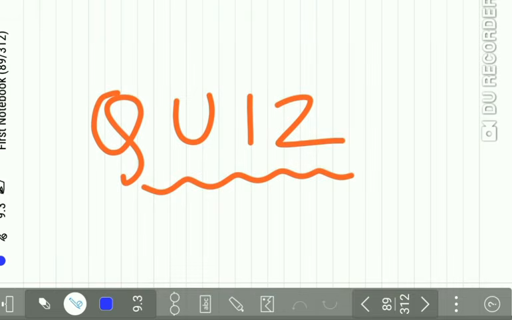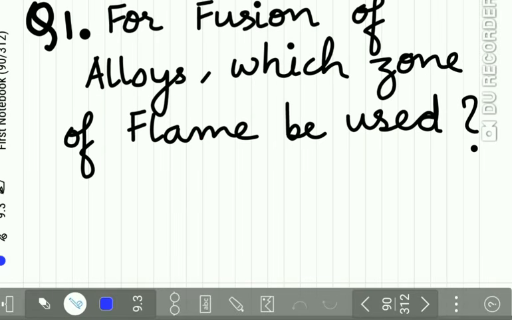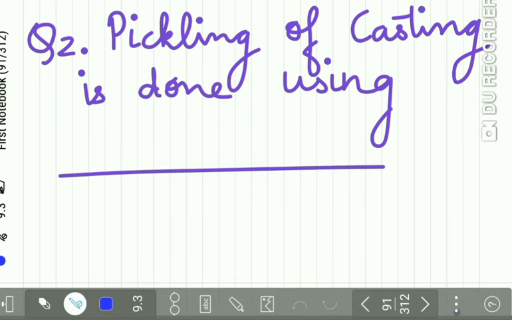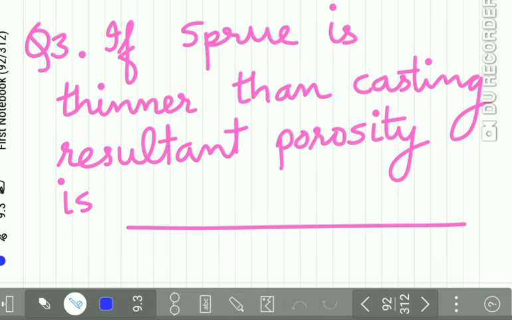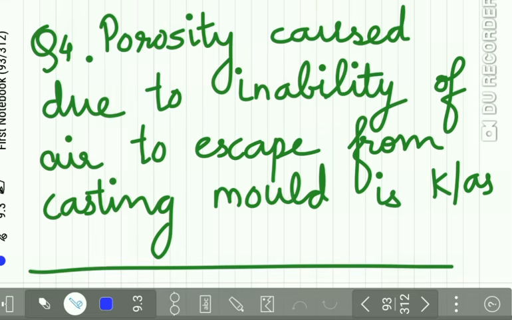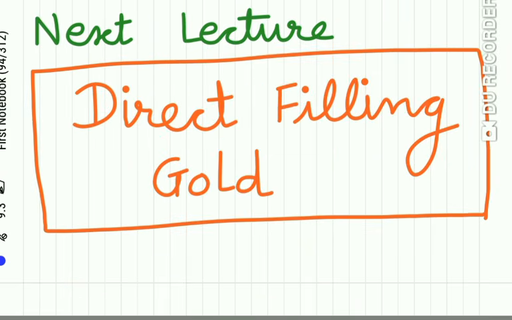Now here we complete the entire topic on the casting procedures. Now let us solve a small quiz. Question number 1 is for fusion of alloys, which zone of flame should be used? Question number 2, pickling of the casting is done using what? Question number 3, if the sprue is thinner than the casting, the resultant porosity is called what? Then the last question, porosity caused due to inability of the air to escape from the casting mold is known as what? So here we declare the topic of casting procedures completed.